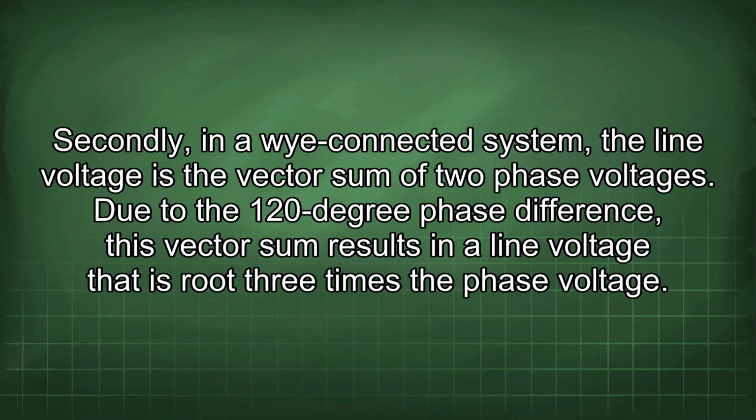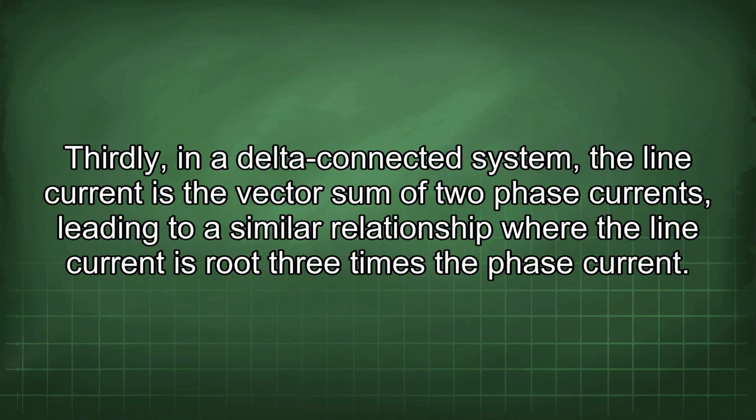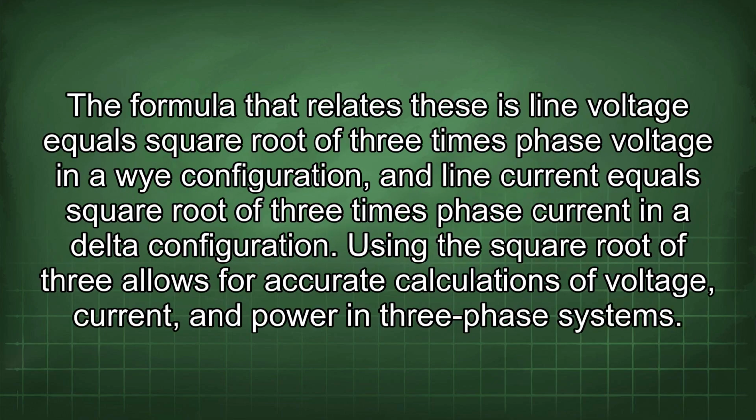Due to the 120-degree phase difference, this vector sum results in a line voltage that is √3 times the phase voltage. Thirdly, in a delta-connected system, the line current is the vector sum of 2 phase currents, leading to a similar relationship where the line current is √3 times the phase current. The formula that relates these is line voltage equals square root of 3 times phase voltage in a Y configuration, and line current equals square root of 3 times phase current in a delta configuration.